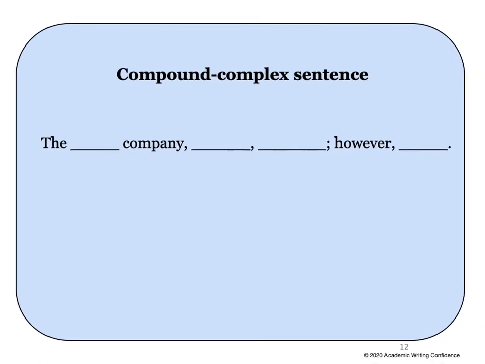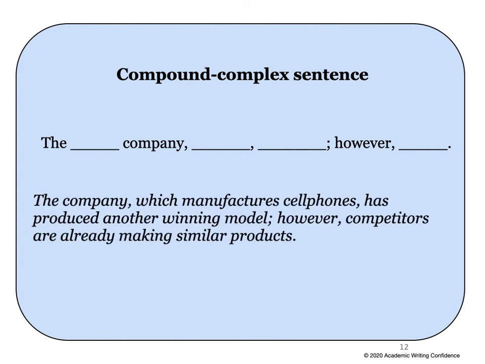Here's one more way that you can write a compound complex sentence. After the first complex sentence, add a semicolon and then add a word such as however, followed by a comma, and then write another simple sentence. If you want more help with how to write these types of sentences, check out my other videos about how to write good English sentences.